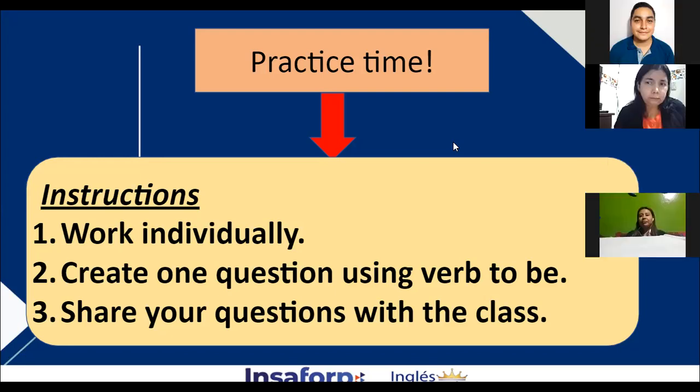Amanda del Carmen. Are you happy? Yes, I do. Are you happy? Yes. I happy. Yes, I am. Verbo to be. Yes, I am. Yes, correct. I am. Very good. Fátima Martínez.